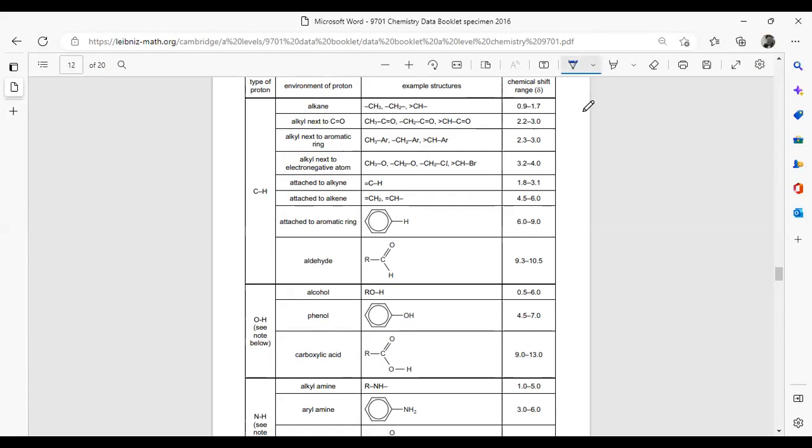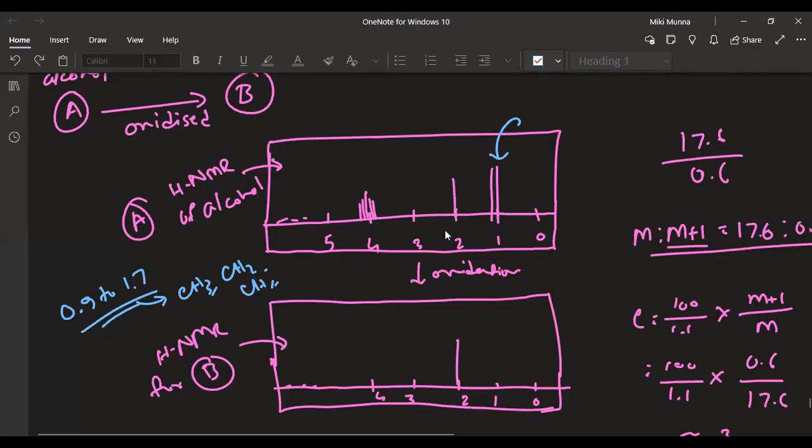See over here, for alcohol, it is in the region of 0.5 to 6.0. In this region, if we get any singlet, that means that singlet represents an alcohol. So far, what we can observe is that this is true, because the peak is in between 0.5 and 6, and we got a singlet. So this singlet is due to an alcohol group.